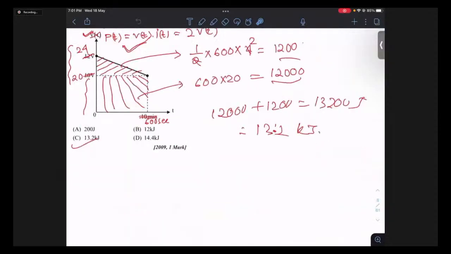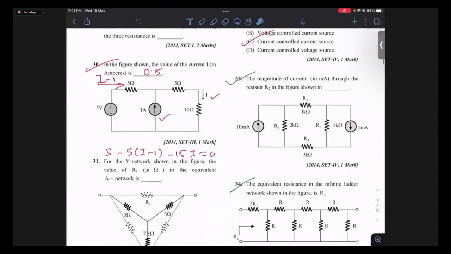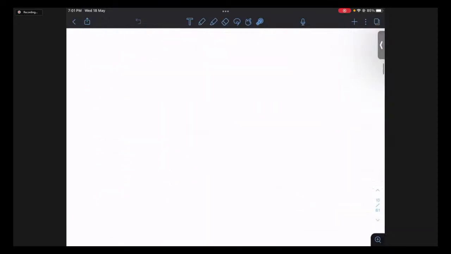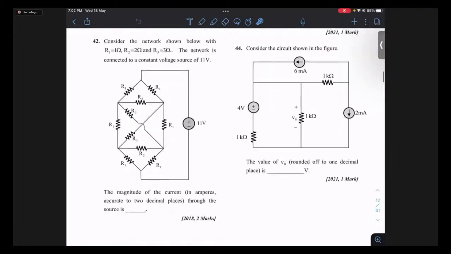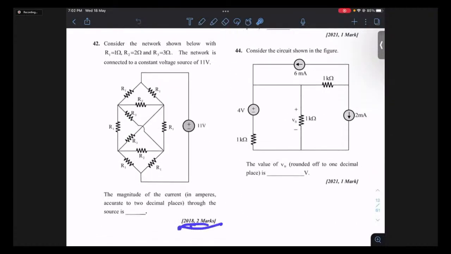This is a question which was asked in recent year papers in electronics, in GATE 2018. So what is given? The value of R1 is 1, R2 is 2, R3 is 3. The network is connected to a constant voltage source of 11 volts. The magnitude of current through the source is how much? So what is the current? That is what they're asking.